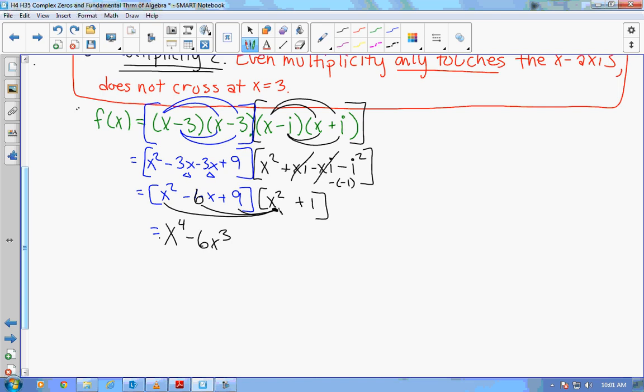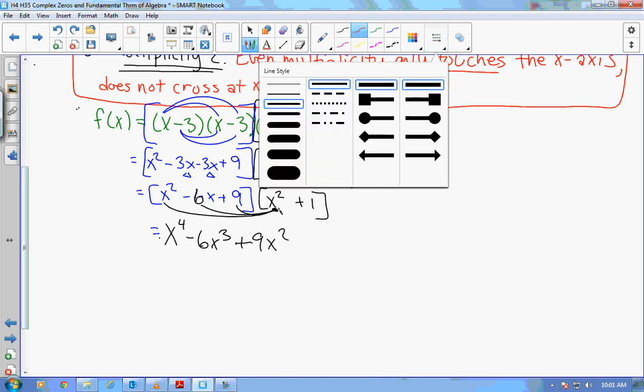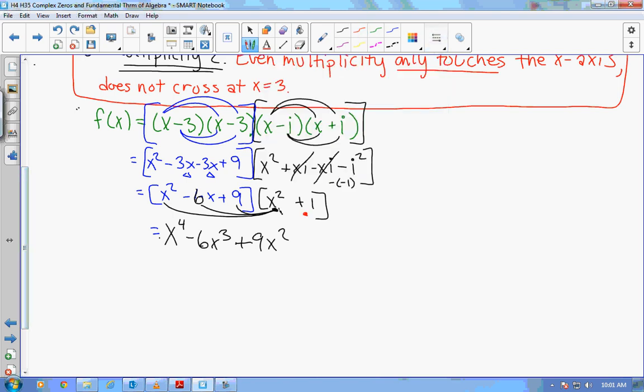X squared times 9? I thought you wanted to simplify. Yeah, not yet. 9x squared. Plus 9x squared. Okay, so that's distributing the x in. And then we need to distribute the 1 in. Okay, keep going, Connor. Plus x squared. Okay. Minus 6x. Okay. Good. Does that make sense?